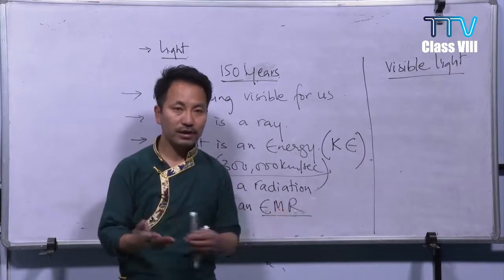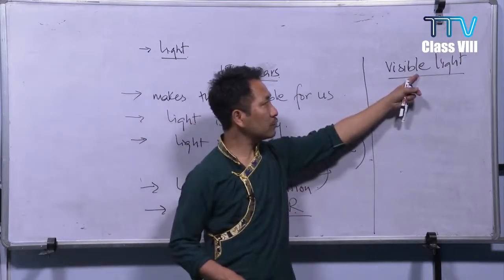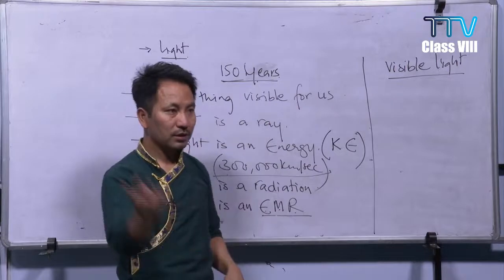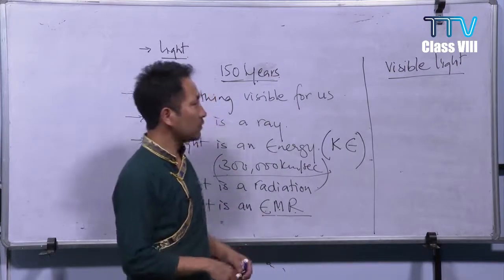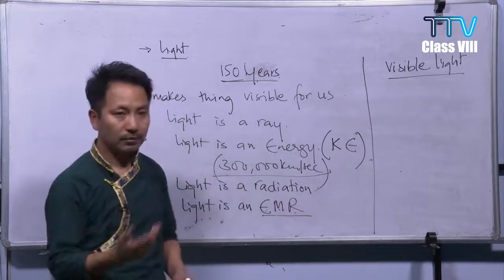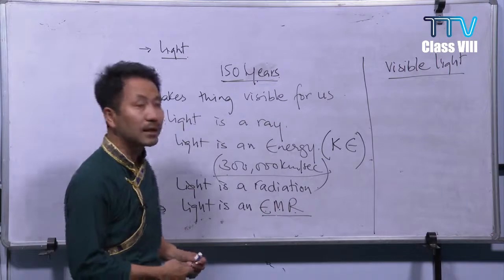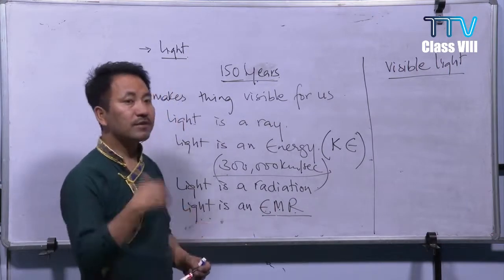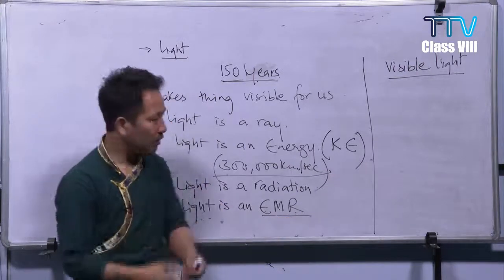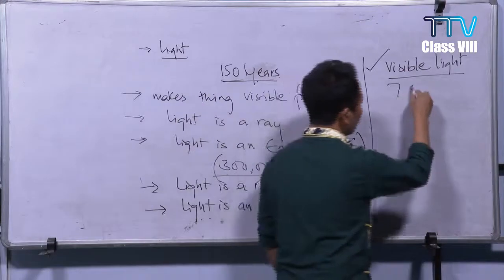There are different kinds of electromagnetic radiation. Visible light is what we can see. The others are called invisible light: ultraviolet, infrared, radio wave, x-ray, gamma ray, microwave. We can't see them, so these are invisible light. What we're talking about is the visible light, the fraction of the electromagnetic radiation, with 7 colors.